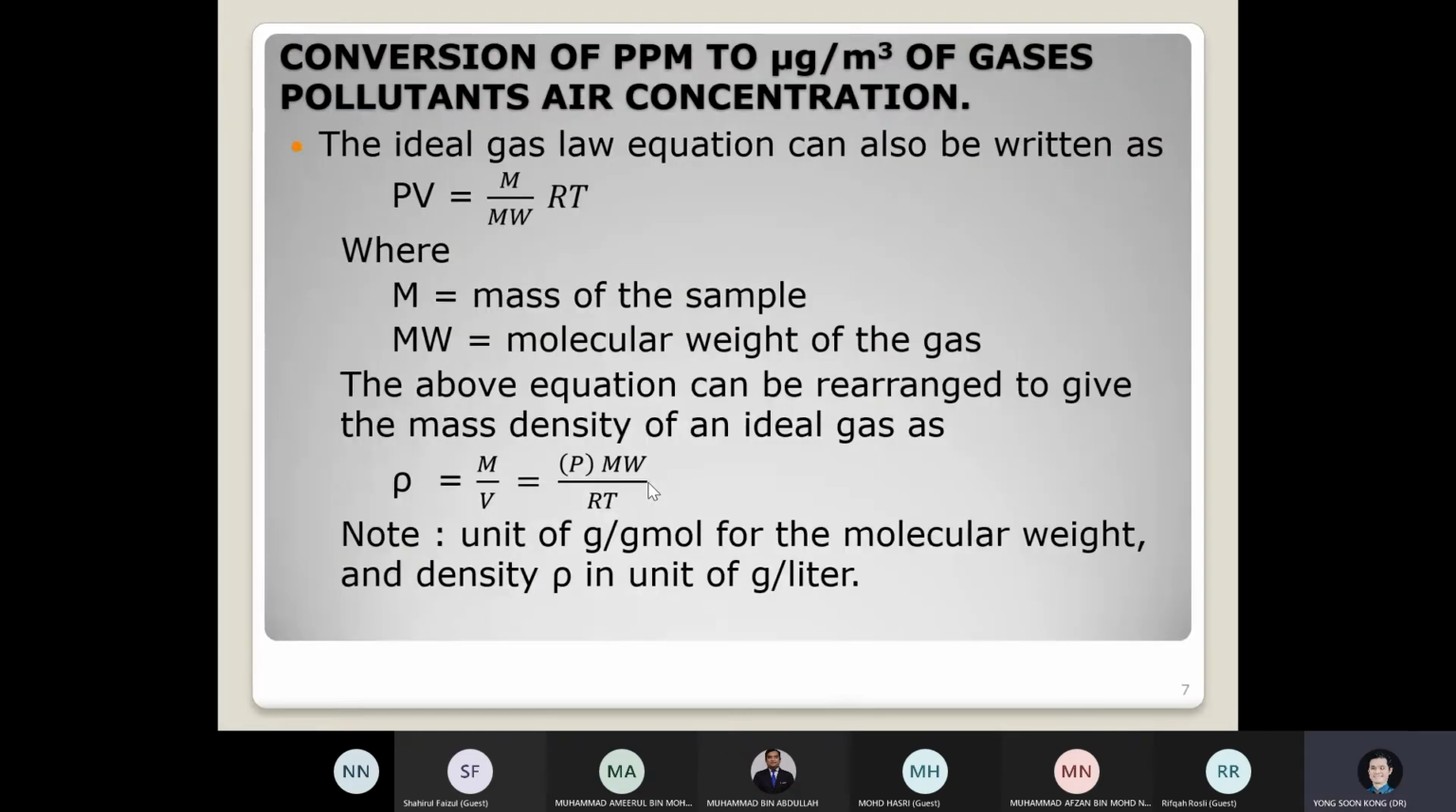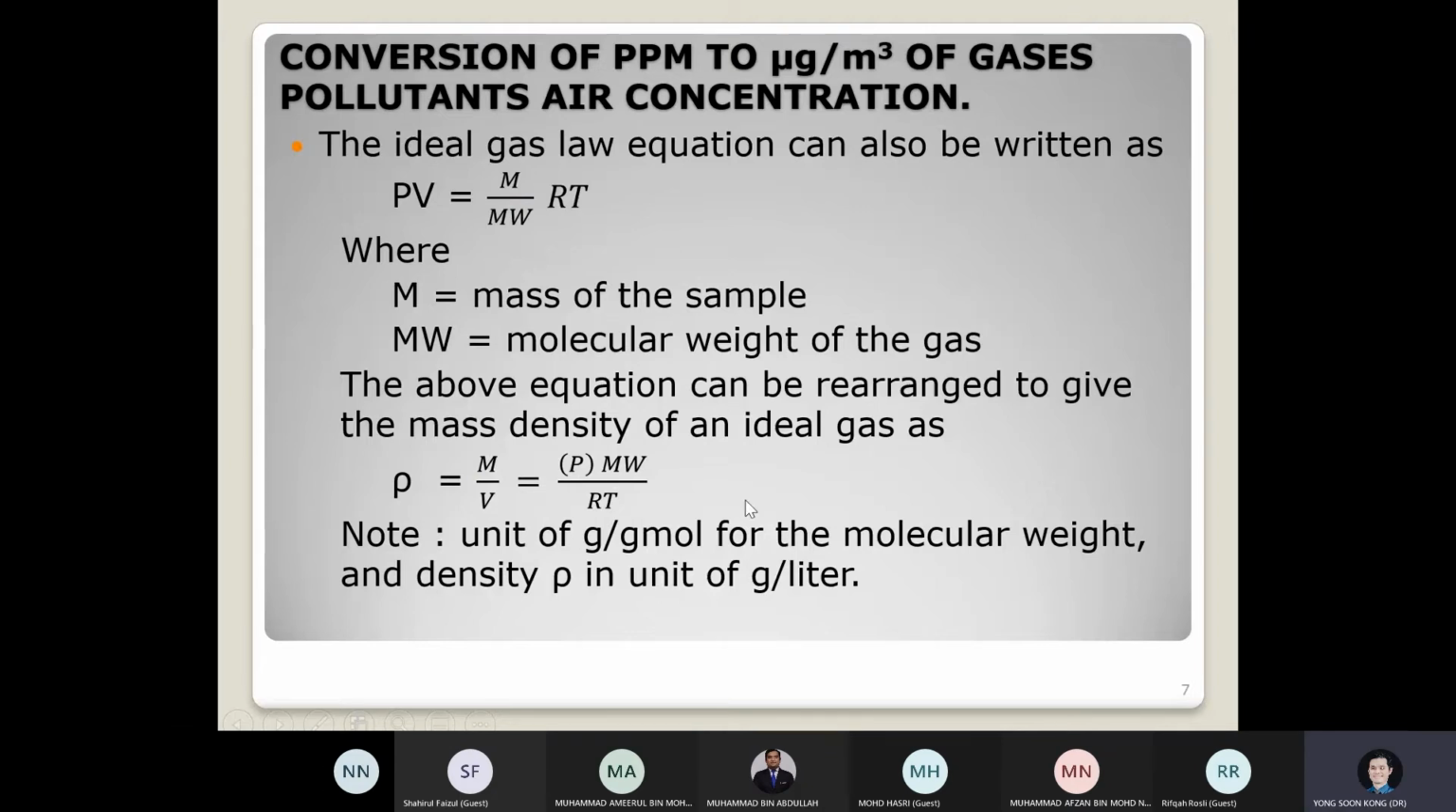So in order to calculate, now you need to derive a suitable equation out of that ideal gas law formula. When we expand it, the n value equals m over MW, whereas m is the mass of the sample and MW is the molecular weight of the gas. So mass over molecular weight equals mole. And if you rearrange this ideal gas formula, making mass over volume, that is exactly the density, rho, and that equals P multiplied by molecular weight divided by RT.